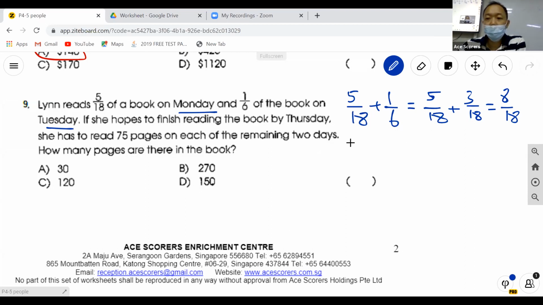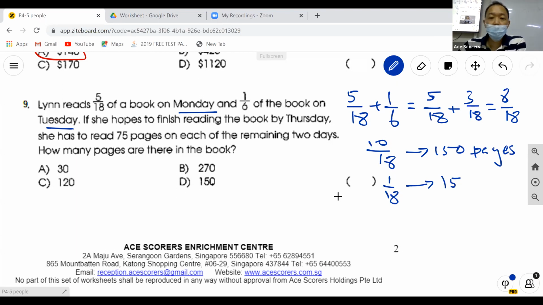75 pages, 2 remaining days. So 10/18 is referring to 150 pages. So how many pages are there in the book? 10/18 is 150 pages. So maybe you find 1/18. So 1/18 is referring to 15 pages. So 18 out of 18 will be 15 times 18. 240.